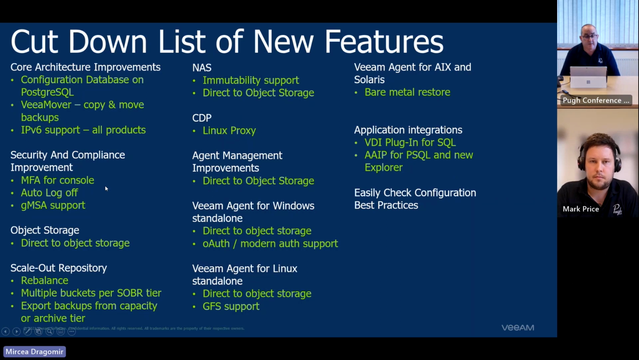Since Veeam Backup and Replication can offload the data straight to object storage, of course, so can the agents. So be it agent for Windows or for Linux, they both can offload the data straight to object storage. And we also have this modern authentication support for our agents as well. It's also supported for Veeam Backup and Replication, of course. And our Veeam agent for Linux, starting with the latest version, will also support these GFS backups, so the yearlies, monthlies, and so on.